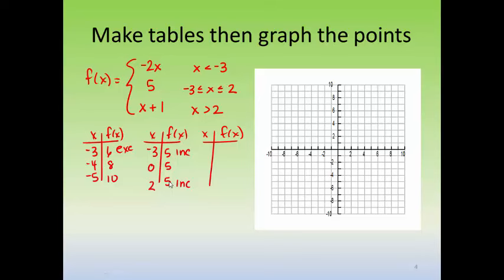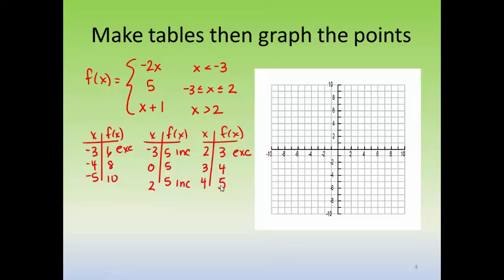The last piece is x plus 1, where we choose numbers that are greater than 2. But again, we're going to use the 2 even though it's exclusive just so we know where to put the open circle. And then I can substitute in other numbers like 3 and 4. So let's put those in. You put a 2 in, you get a 3. Put a 3 in, and we get a 4 and then a 5.